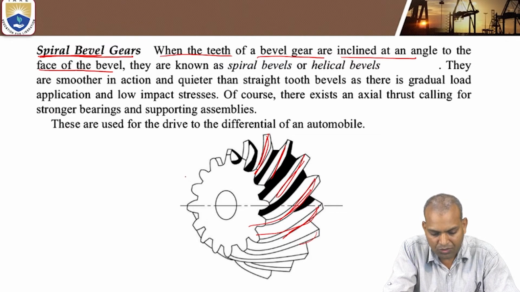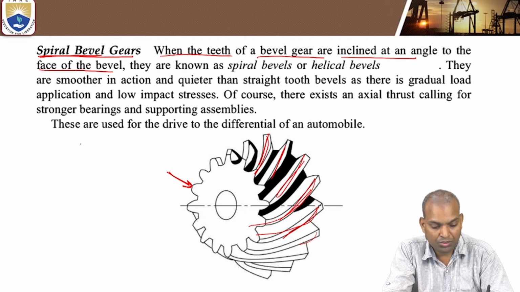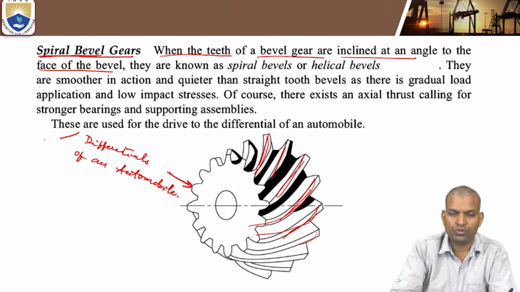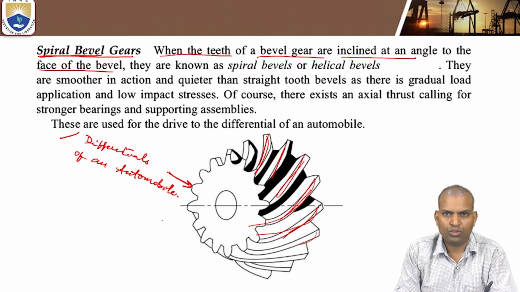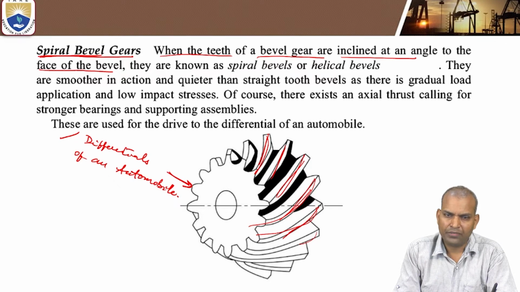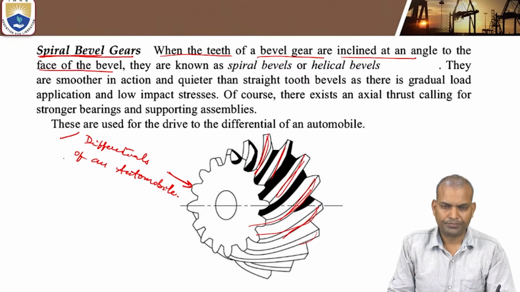What are the applications of this type of spiral bevel gears? It is used in differentials of an automobile. These are used to drive differentials. So spiral bevel gears are used in the differentials of automobiles.